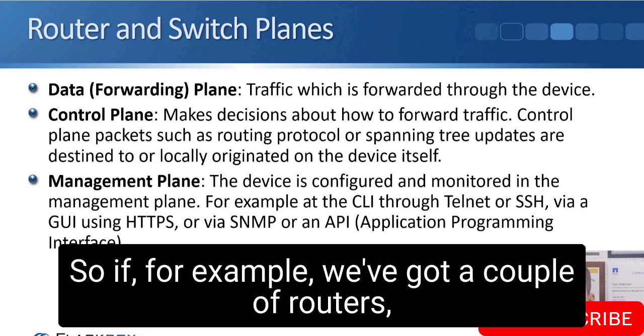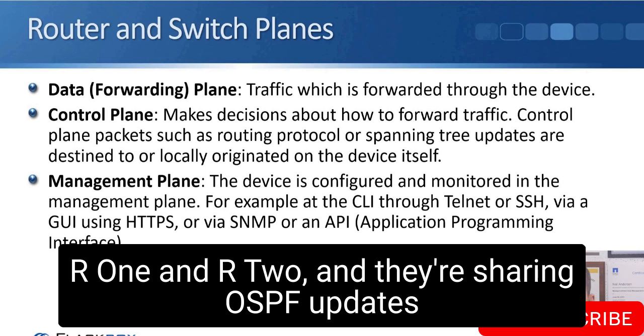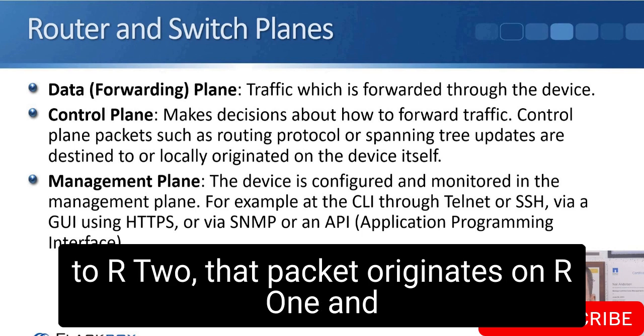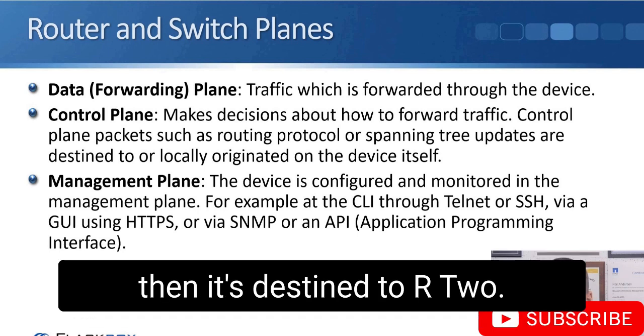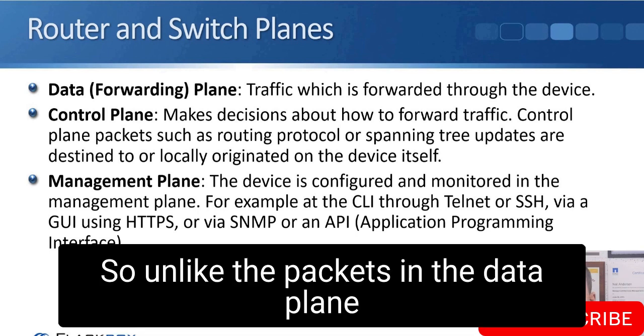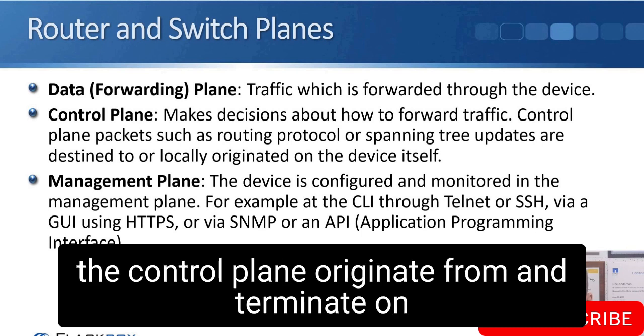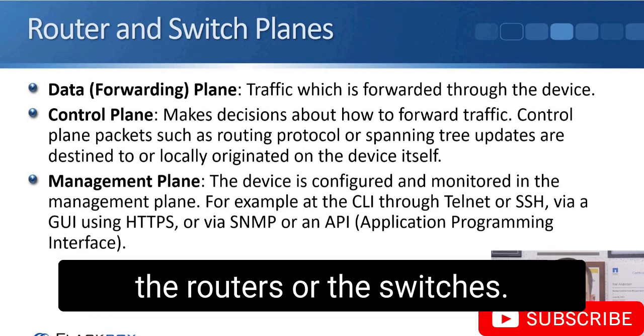So if, for example, we've got a couple of routers, R1 and R2, and they're sharing OSPF updates with each other, well, when R1 advertises a route to R2, that packet originates on R1 and then it's destined to R2. So unlike the packets in the data plane, which are passing through the router, packets in the control plane originate from and terminate on the routers or the switches.